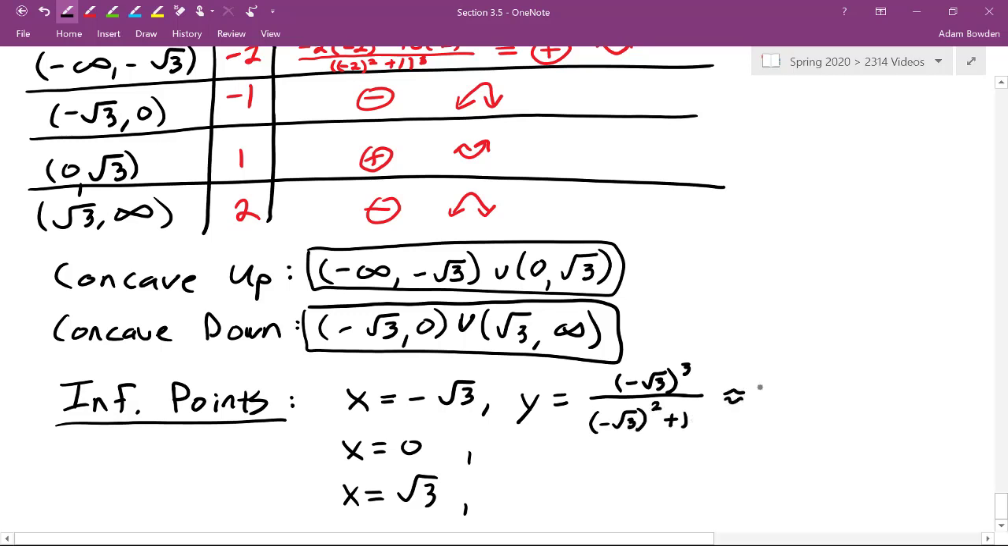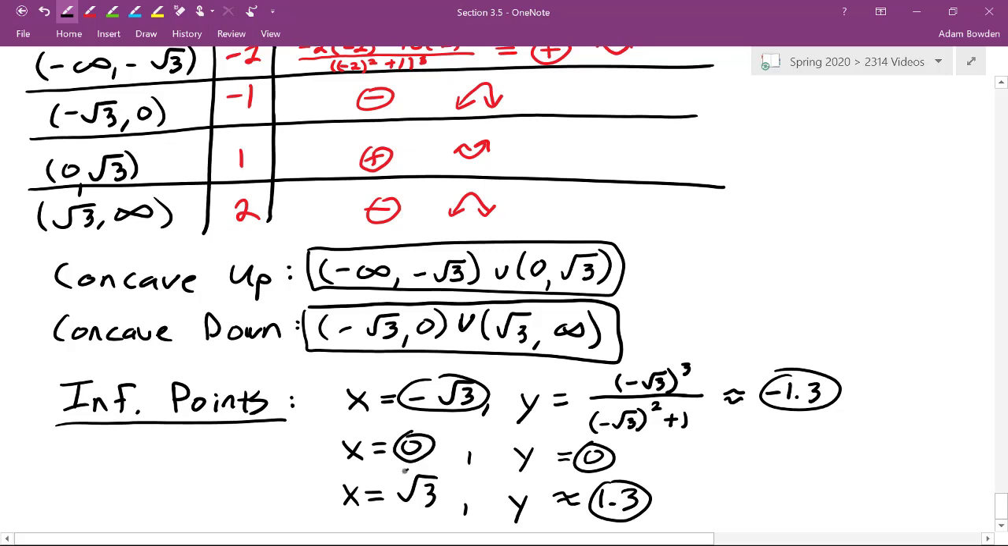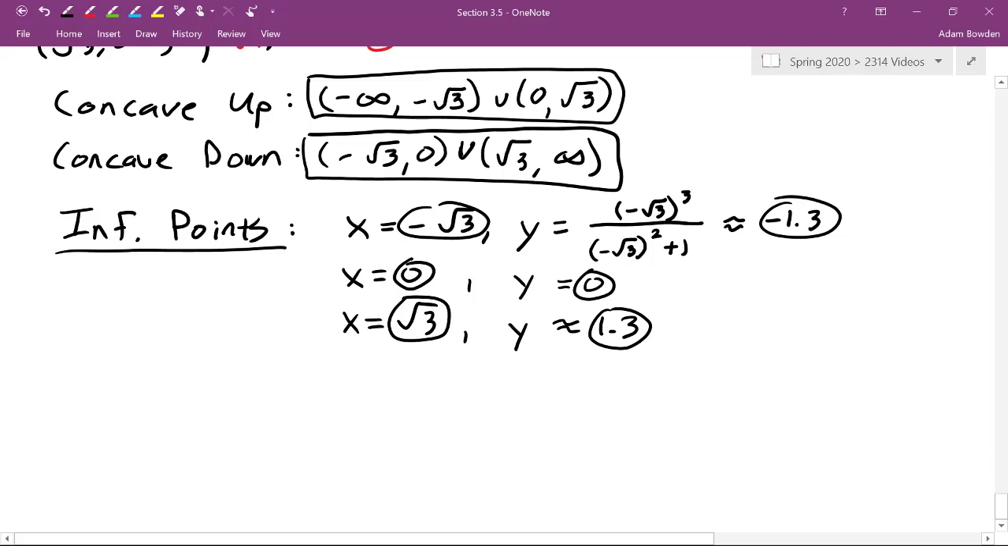Now, this is a real kind of awkward number. It's approximately equal to a negative 1.3, and that's really all we need to know. If we plug in for 0, we'll also get out 0. If we plug in for square root 3, we're basically going to get approximately positive 1.3. So those are going to tell us the xy coordinates for each of the inflection points. And now we're ready to put this together into the graph.